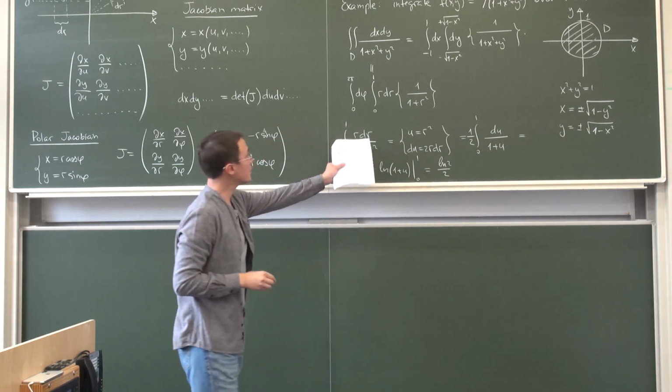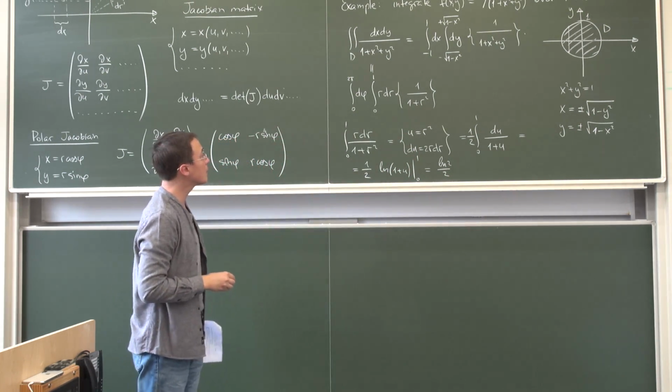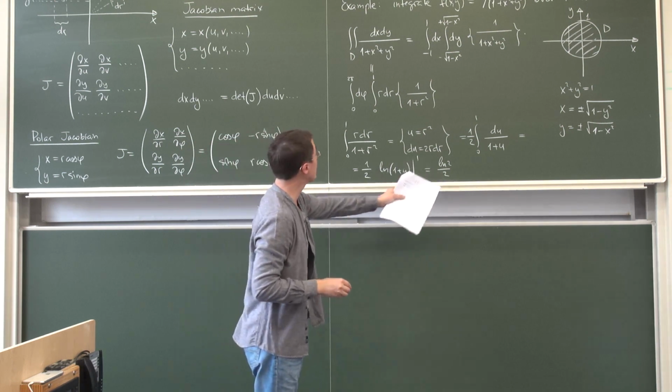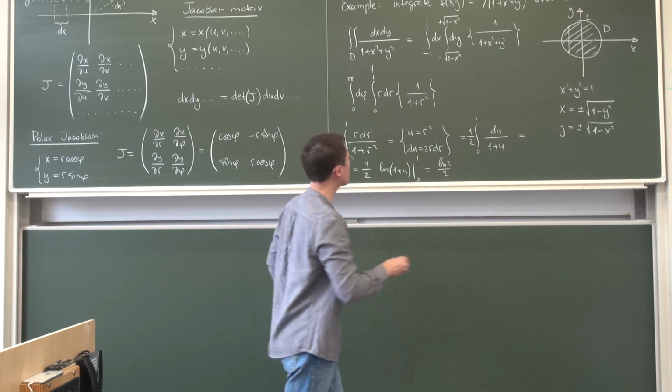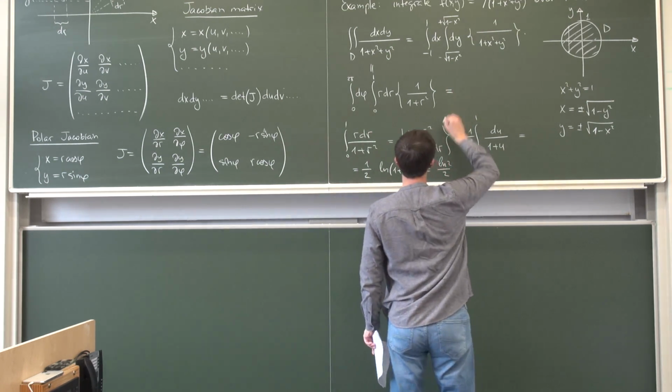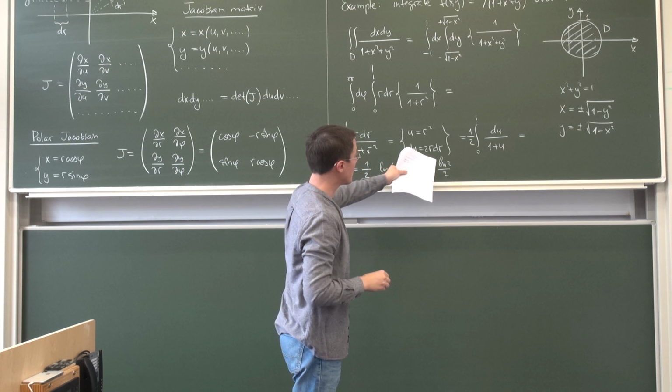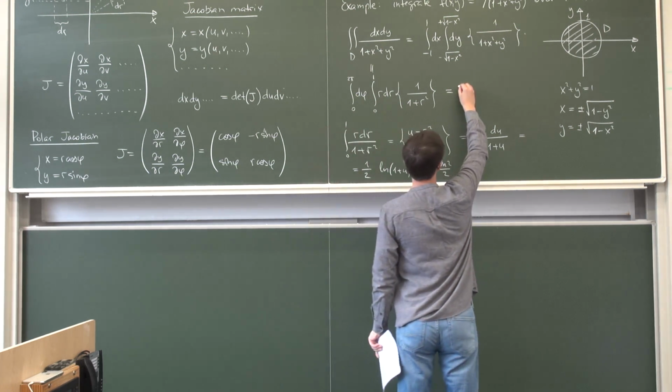And that is just the radial part of the integral. But notice this doesn't actually depend on phi. And so when we integrate that with respect to phi, we will have just 2 pi. So the answer is 2 pi times log 2 over 2, which is pi log 2.